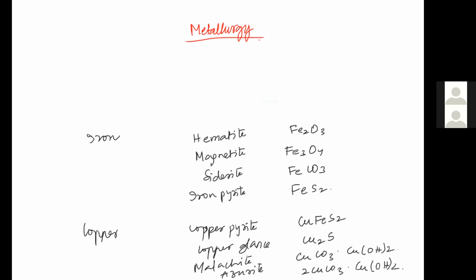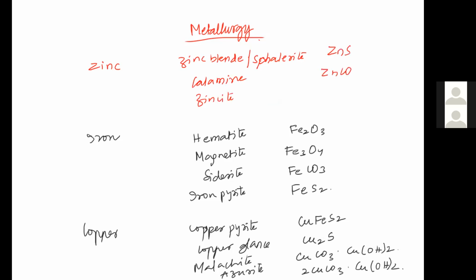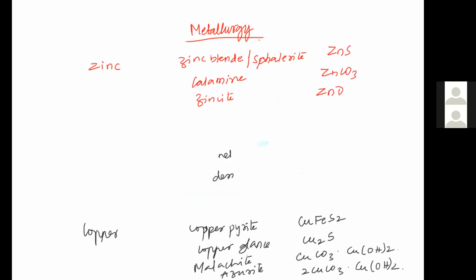Similarly for zinc, you have no other option other than remembering, okay? Zinc, we have zinc blende, which is also called sphalerite, or you have calamine, zincite. Zinc blende is ZnS, calamine is ZnCO3, this is ZnO. For lead, please, I think your hands must pain. Must be by now. Lead, we have galena, anglesite, which is PbS, PbSO4.